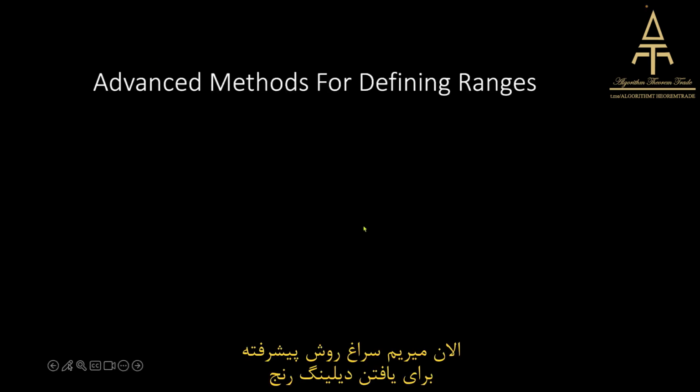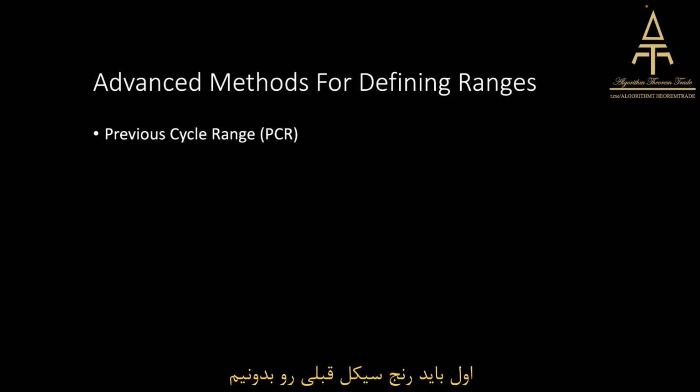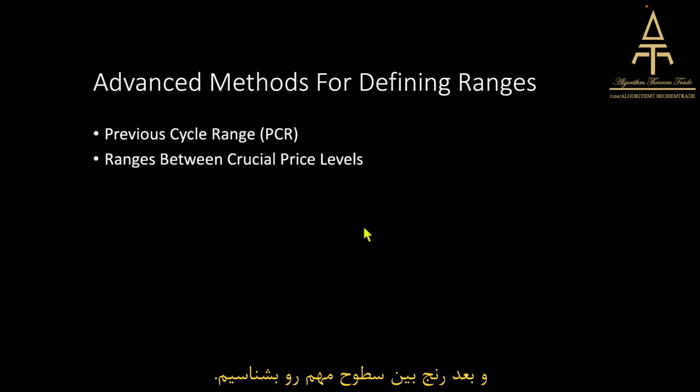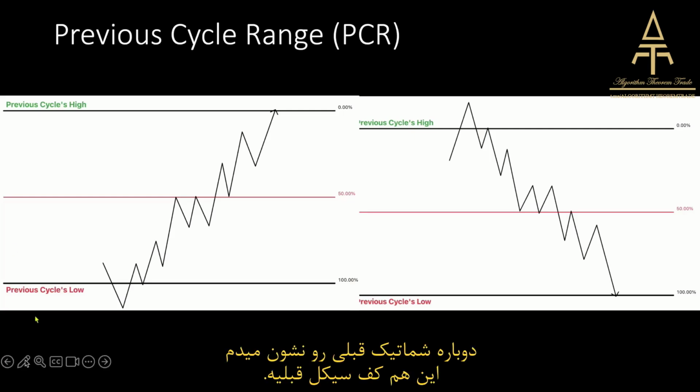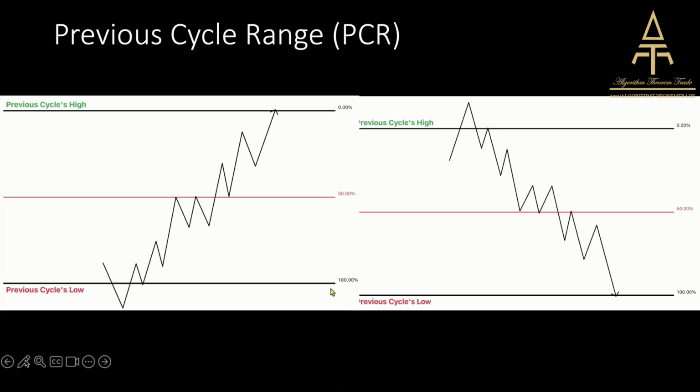We're now going to take a look at advanced methods for defining ranges. First of all, we're going to take a look at the previous cycle range. And secondly, we're going to take a look at ranges between crucial price levels. First of all, the previous cycle range. Note that I'm referring to the same schematic again, where there's a range low, where we have 100%, and a range high, where we have 0%. 50% of that range has been showcased again, because it's an important reference point.